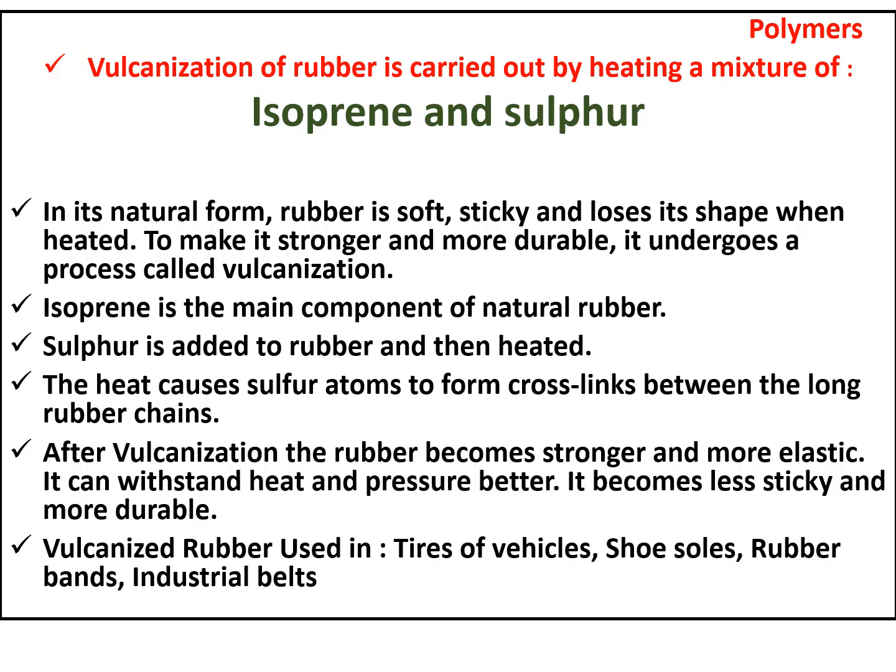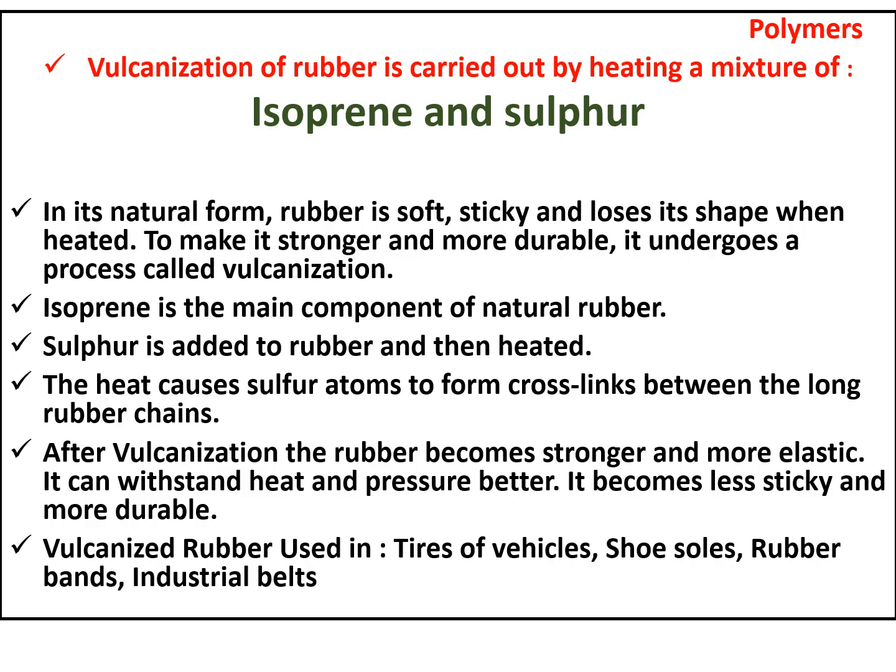Vulcanization of rubber is carried out by heating a mixture of isoprene and sulfur. Its explanation: in its natural form, rubber is soft, sticky, and loses its shape when heated. To make it stronger and more durable, it undergoes a process called vulcanization.